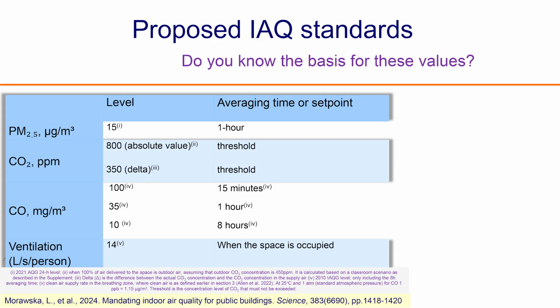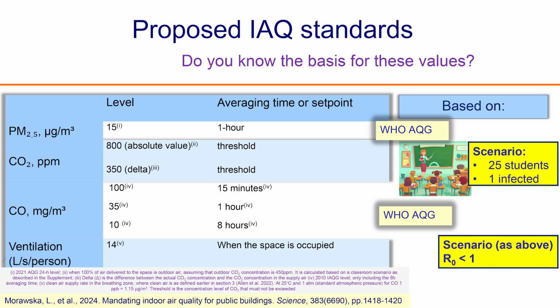It's probably not the values in this table that are most important, but the justifications, because every jurisdiction will use their own justification, so understanding how it is done. In relation to PM10, it's based on the WHO guidelines. In relation to CO2, which is not a pollutant in terms of health as such, but is a proxy for ventilation and a proxy for infection transmission, this is based on a risk assessment for this particular scenario. The CO is again WHO air quality guidelines, and ventilation as above for this scenario. So do we know the basis for these values? This is the most important.